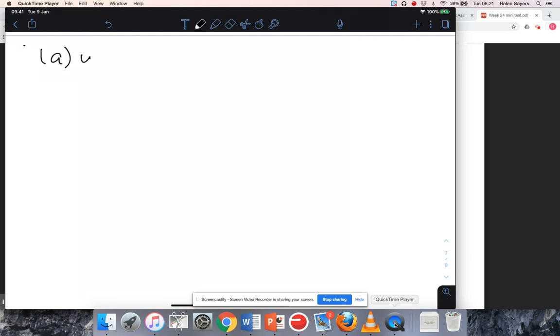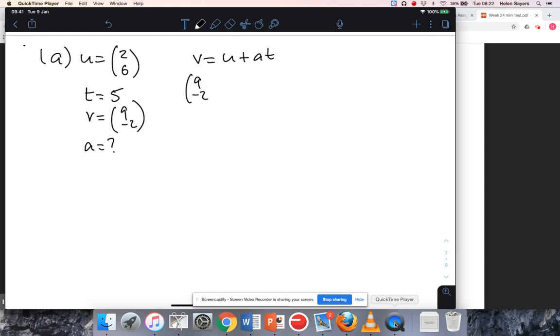Okay, so the initial velocity is (2, 6). I'm going to write it as column vectors, just whatever you prefer is fine. Time is 5. Final velocity after 5 seconds is (9, -2), and I'm trying to find the acceleration. So I'm going to use v equals u plus at. So (9, -2) is (2, 6) plus 5a, t is 5.